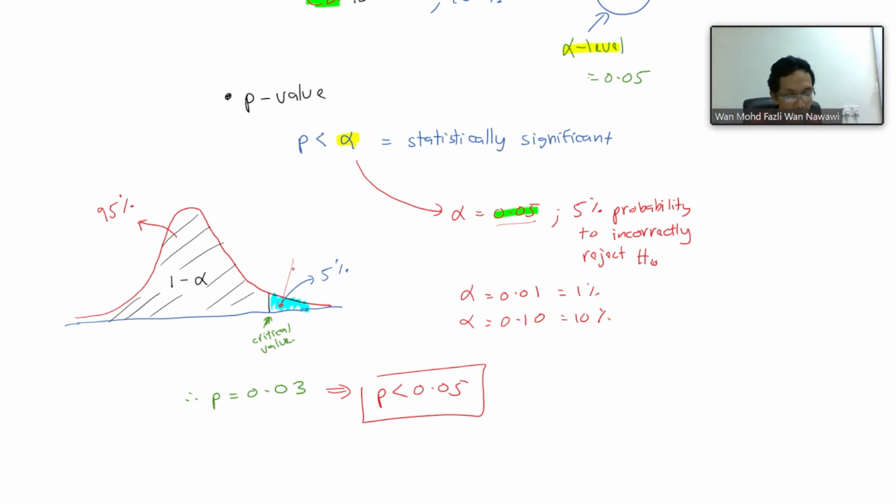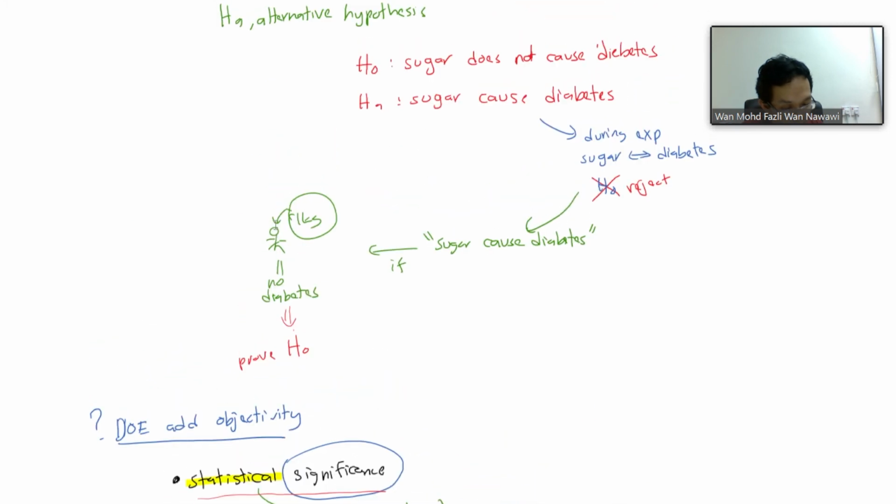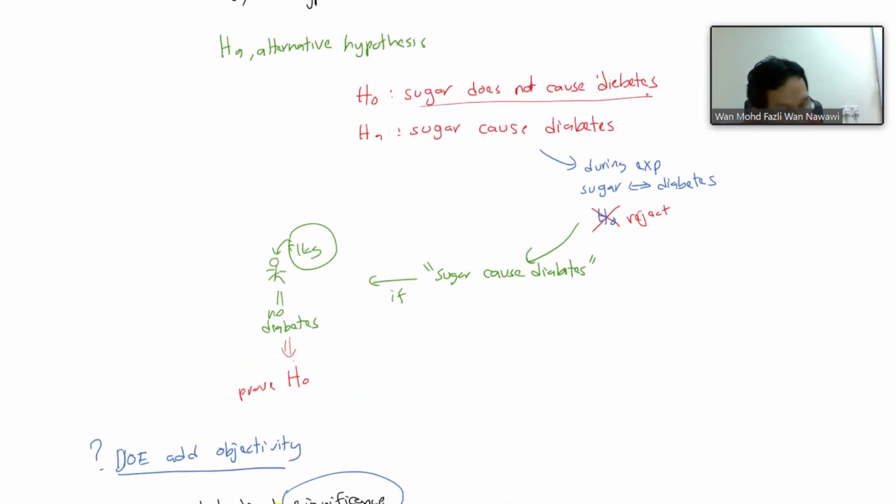So because it is far from the normal, meaning it's sort of like an outlier, we can say that this thing has some effect, it causes some effect. Remember, the null hypothesis assumes that there are no effects. Null hypothesis means there are no effects. You see, sugar does not cause diabetes. So the null hypothesis typically says no effects.